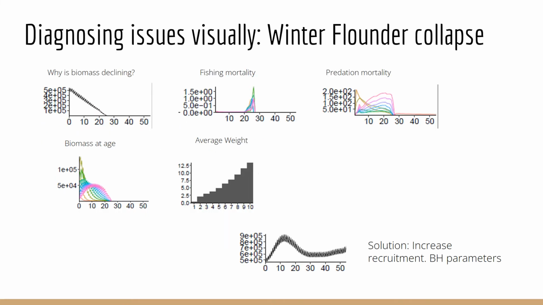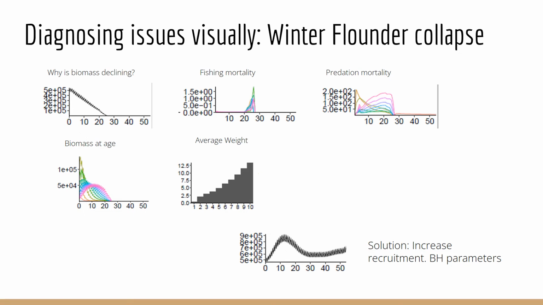So why does winter flounder collapse? These figures on this slide are all pulled from a suite of plots that are made in what we call our post-processing step. For all of the plots that you're going to see moving forward, pink represents the largest size class and orange is the smallest, and the color grades from orange to pink.